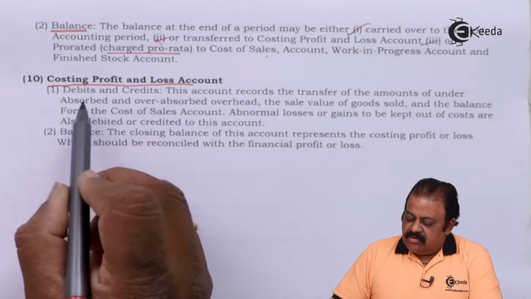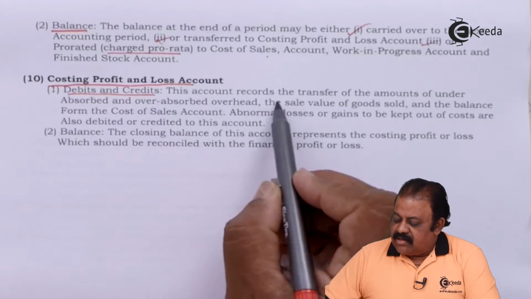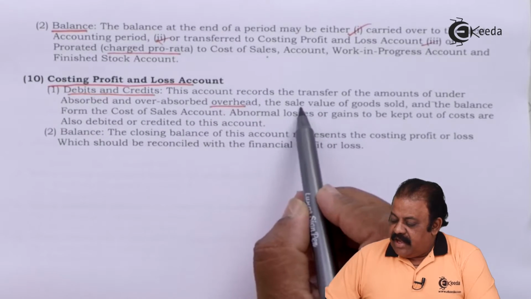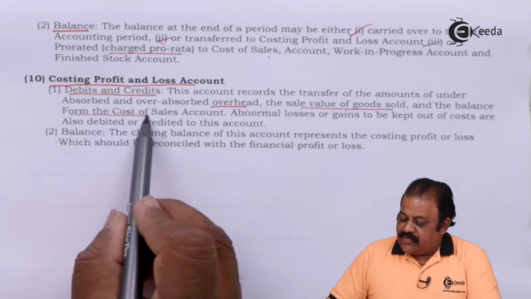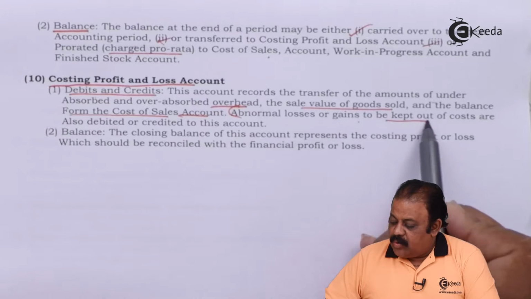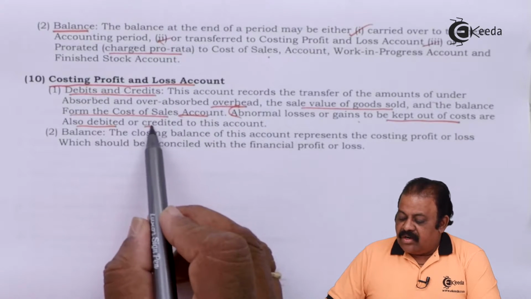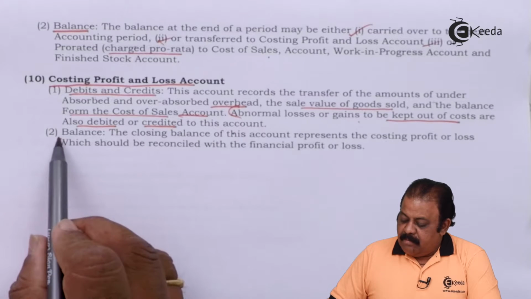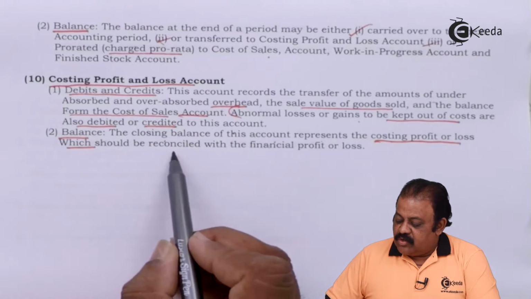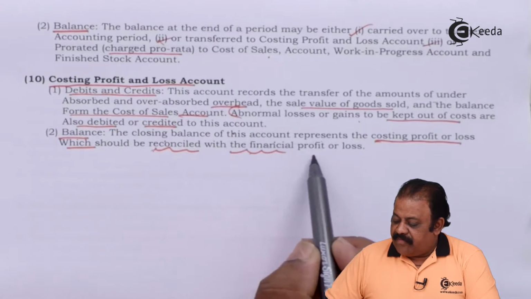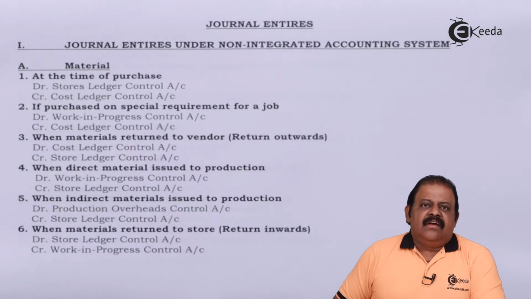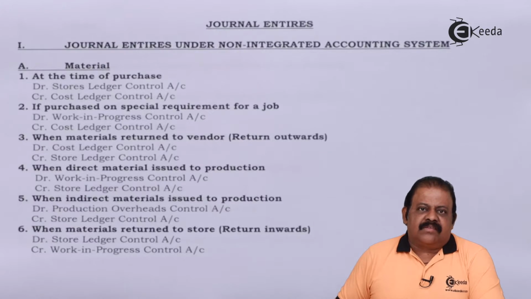Costing profit and loss account, debits and credits. This account records the transfer of the amount of under absorbed or over absorbed overheads, the sale value of goods sold, and the balance from the cost of sales account. Abnormal losses and gains to be kept out of cost are also debited or credited to this account. Balance. The closing balance of this account represents costing profit or loss, which should be reconciled with financial profit or loss. Let us discuss now journal entries under non-integrated costing record system.